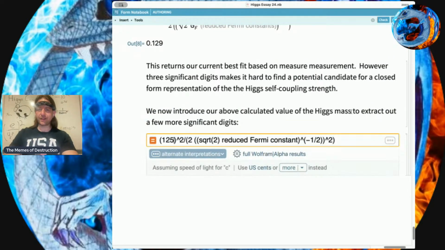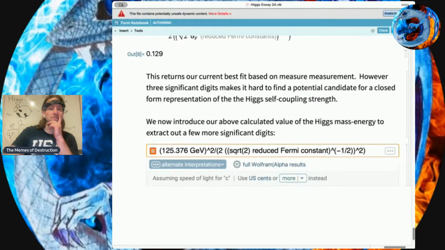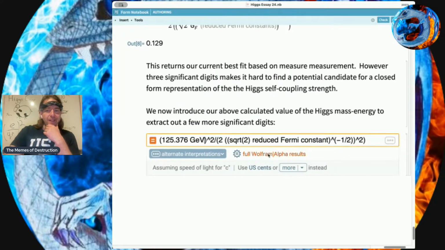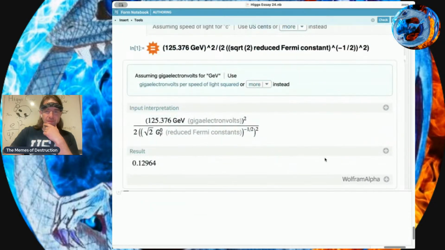The value of the Higgs, that's what we're putting in. We're putting its mass energy, 125.376 GeV. Enable dynamics. This is what we get. Oh, we got two more potential significant digits. I don't know. Is five enough? Less than infinity, so see what happens.